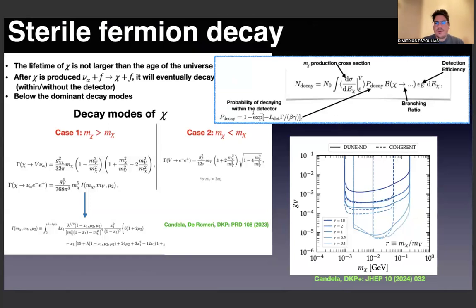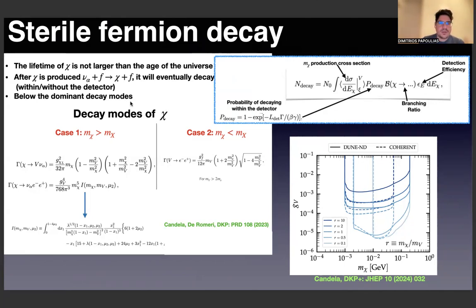So these sterile fermions will not live forever, and they will eventually decay. Our initial idea was to see whether we are able to generate dark matter from the up-scattering process, but we found out that these decays are rather fast, and so these decays can occur within the detector already.